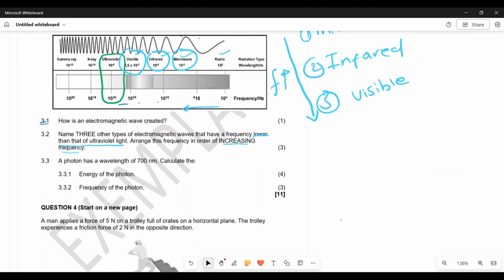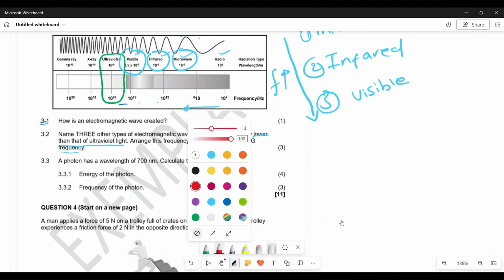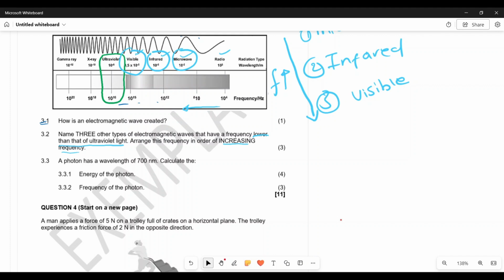They're telling us that a photon has a wavelength of 700 nanometers, so we need to calculate the energy of the photon. When you're calculating the energy of a photon, what formula do you use? I want you to pause the video and try to attempt this question on your own. We're going to make use of the formula whereby the energy of the photon is equal to h, which is a constant, multiplied by your frequency.